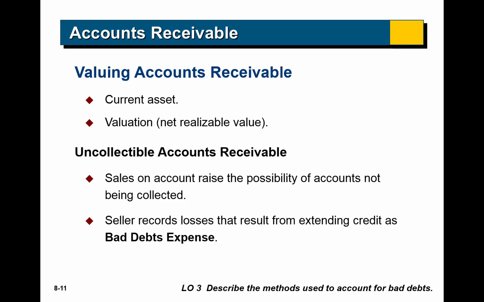All right. So our accounts receivable is always a current asset, meaning it's due within a year, and we value it at something called net realizable value. Net realizable value means the total amount we're owed less any amount that we believe is uncollectible.